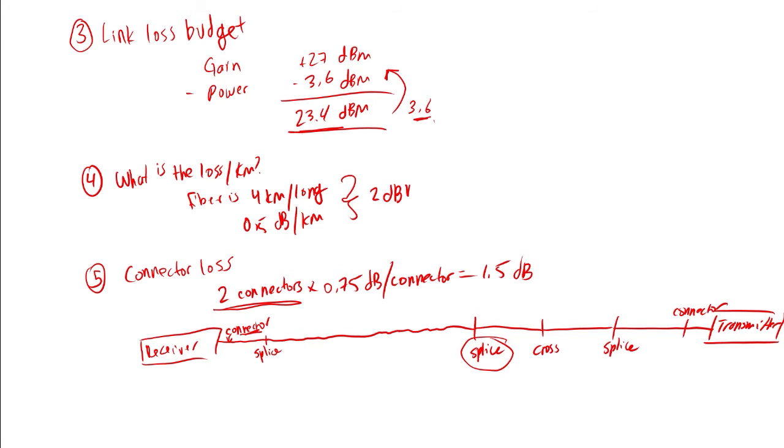So now we lost 3.5 dB, plus we have a splice loss. So I'm going to say 0.3 dB times 2 splices, which is 0.6 dB. And so that gives us 2, 3.5, 4.1 total.